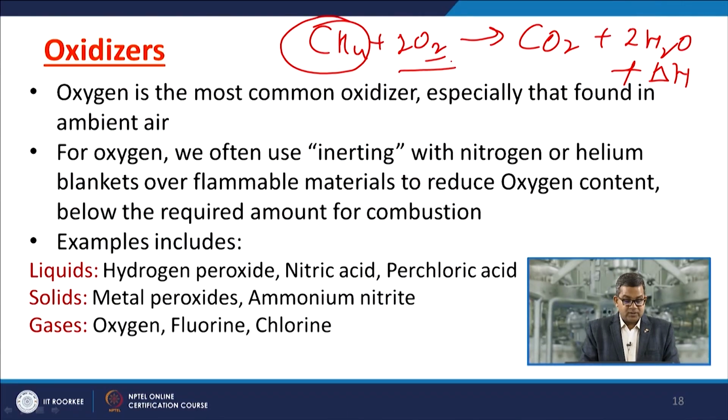Different types of oxidizers are available as of date: the liquids hydrogen peroxide, nitric acid, perchloric acid. There are certain solid oxidizers like metal peroxides, ammonium nitrite, etc. Then there are gaseous ones. Obviously, oxygen is the most common source of oxidizer, then fluorine, chlorine, etc.